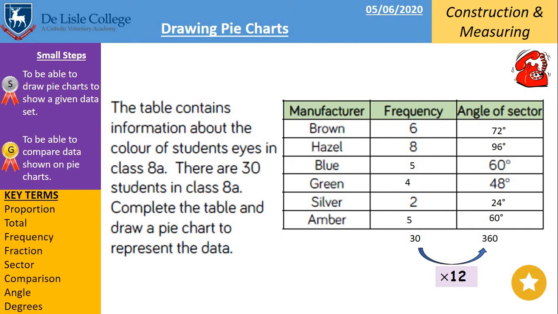Okay. And when you're drawing the pie chart, it doesn't matter in what order you put the colours in. You don't necessarily have to go with brown, hazel, blue, green, silver, amber. Is that order going around clockwise? They can go in any order you wish, as long as you get them all on there and labelled correctly for each sector.